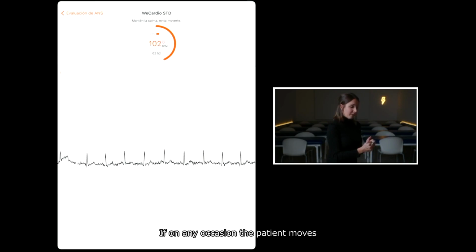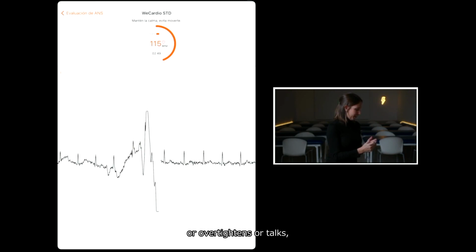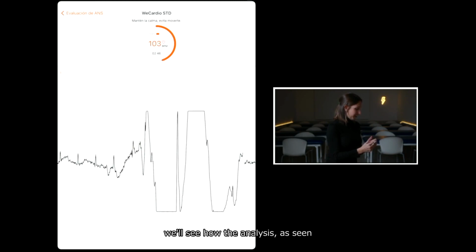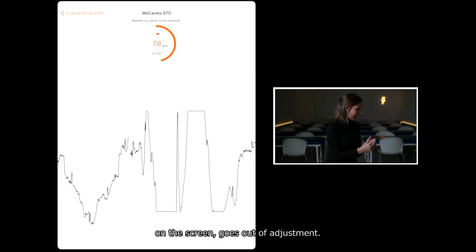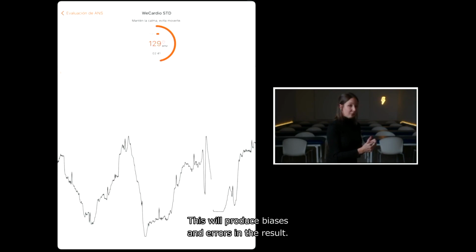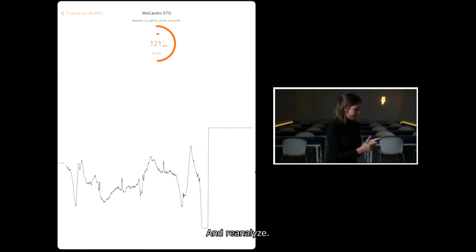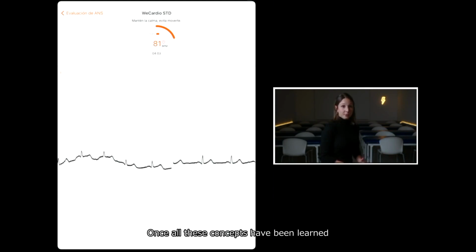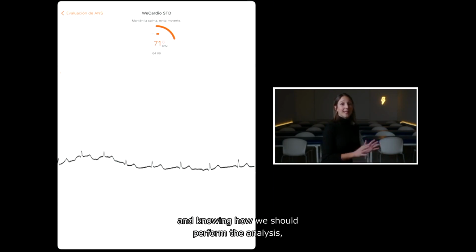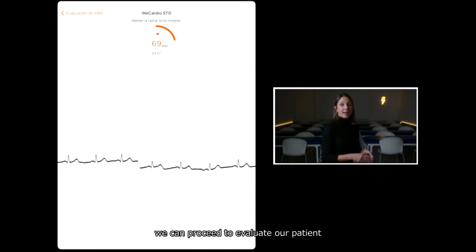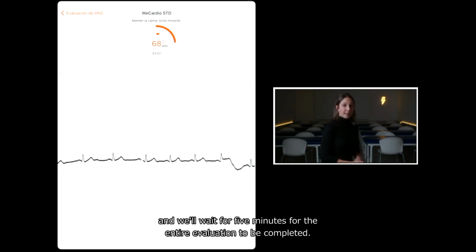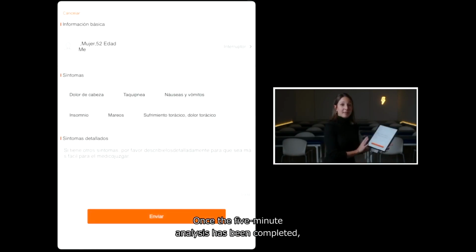If on any occasion the patient moves or over-tightens or talks, we'll see how the analysis, as seen on the screen, goes out of adjustment. This will produce biases and errors in the result. If it happens, you must stop and reanalyze. Once all the concepts have been learned and knowing how we should perform the analysis, we can proceed to evaluate our patient and wait for 5 minutes for the entire evaluation to be completed. Once the 5-minute analysis has been completed, it will take us to this screen.